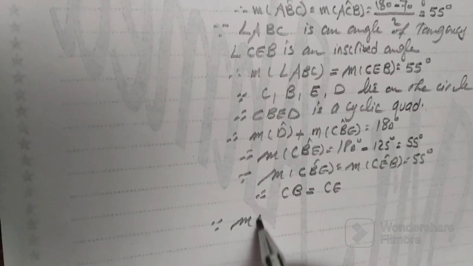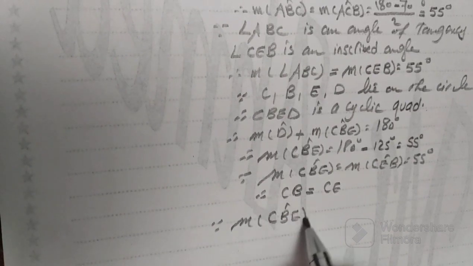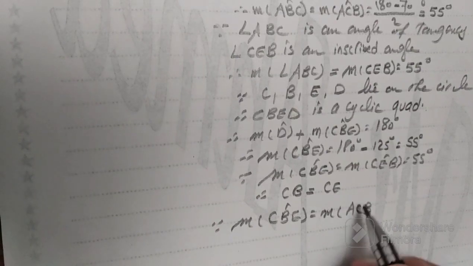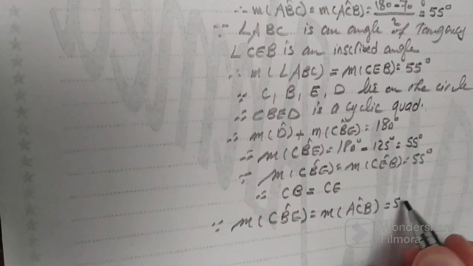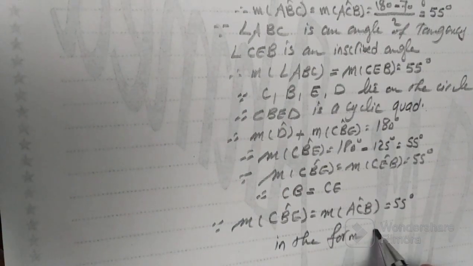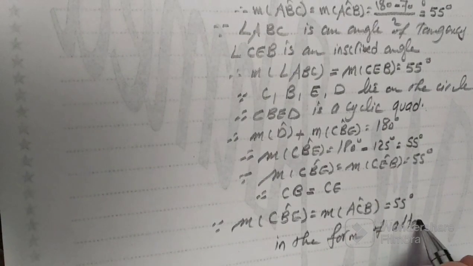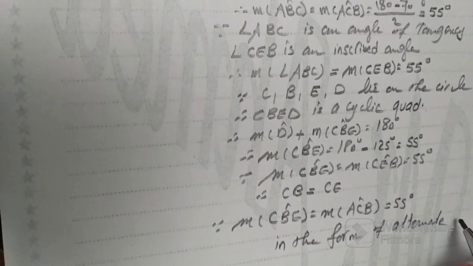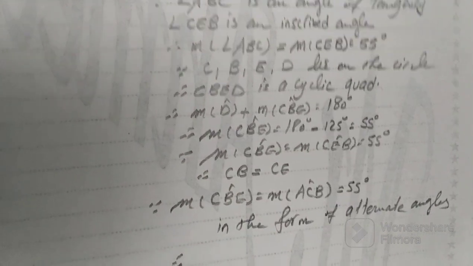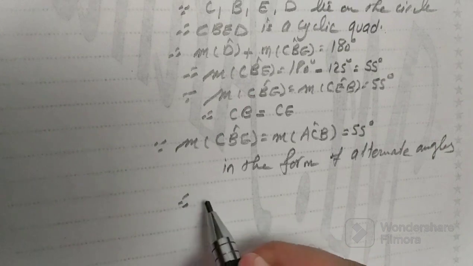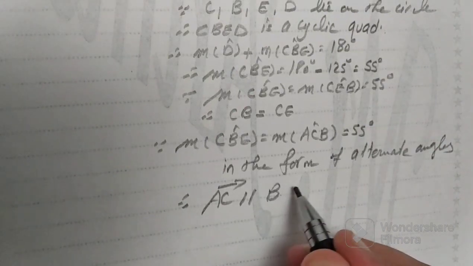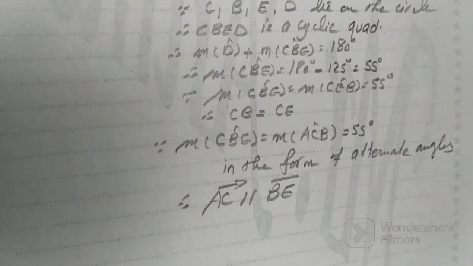Since the measure of angle CBE equals the measure of angle ACB equals 55 degrees, in the form of alternate angles, therefore AC is parallel to BE. Okay.